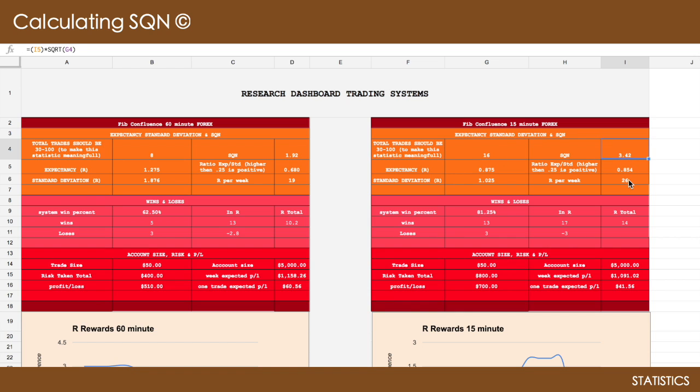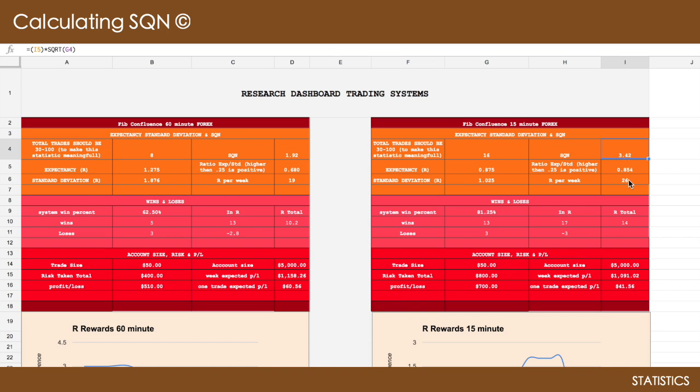So the SQN is nothing more than that. It's not a very complicated measurement. It's using the standard deviation, the average of the R multiples and your total trades. And then it combines this in such a way that it becomes a number, and we call this the system quality number. If the system quality number is above 2.5, you can say you have a good trading system. Be aware that most people that trade, they don't know their system quality number, and it is expected they have a system quality number between 1 and 2, which is absolutely not good.